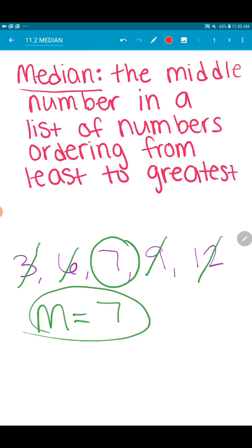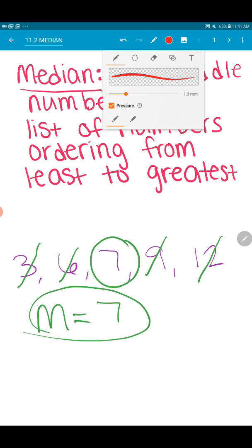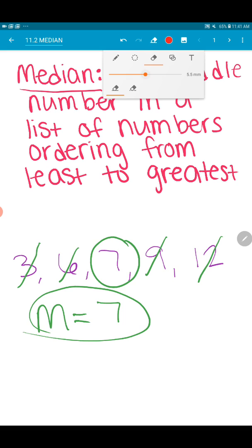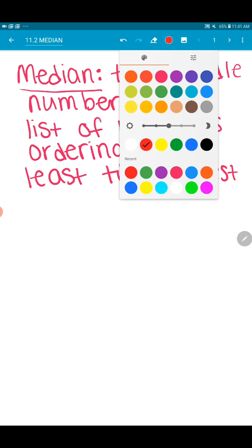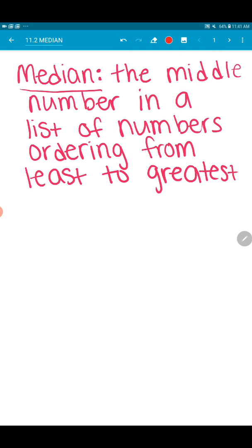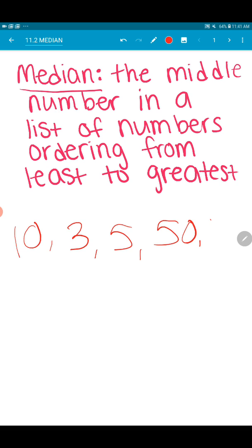So now I'm going to go on. I'm going to do one more. So let's see. I'm going to erase this so I have a little more room on my page. Okay, hopefully you got that down. All right. So let's say we have the numbers 10, 3, 5, 50, and 4. Sorry about my handwriting again. This is really hard to do on the iPad.